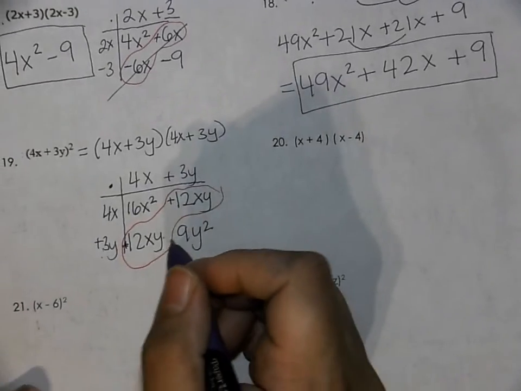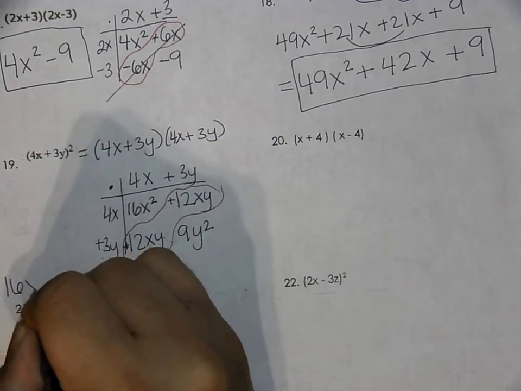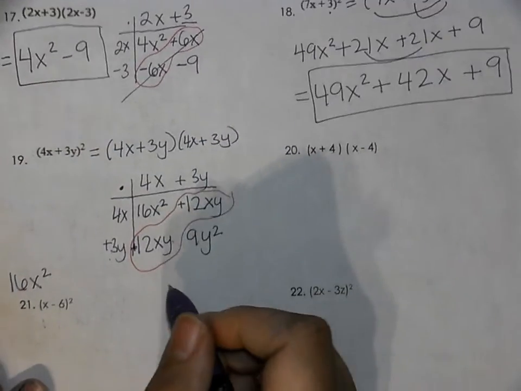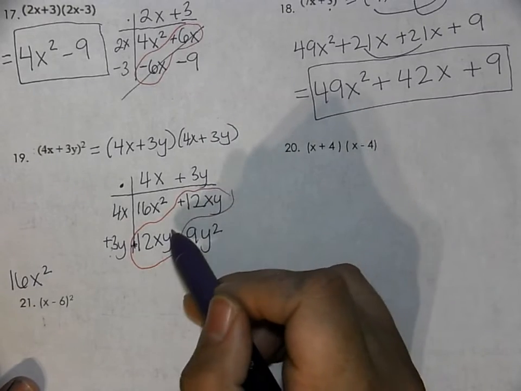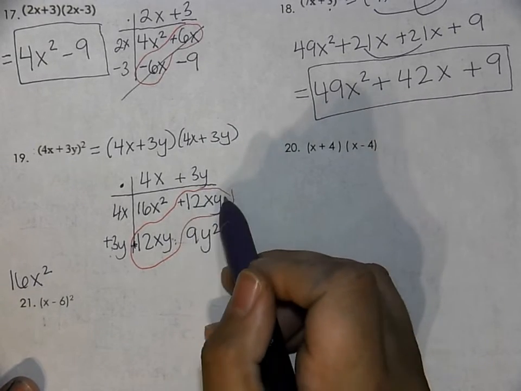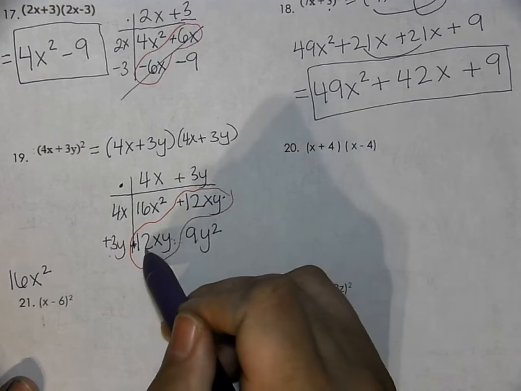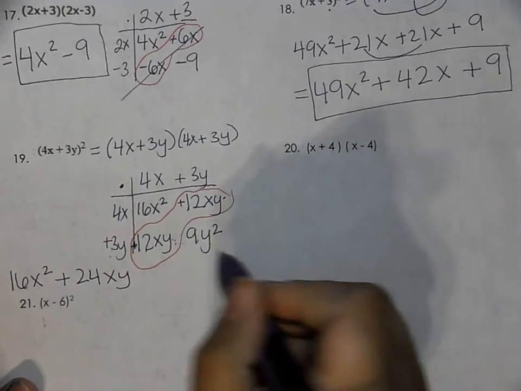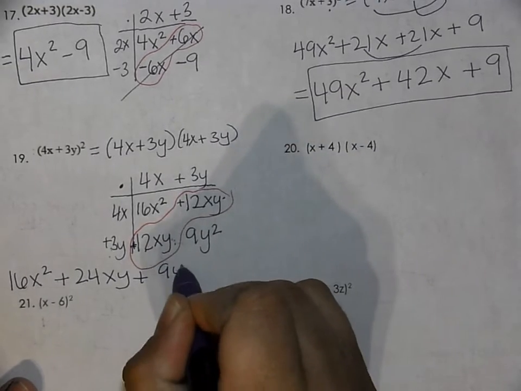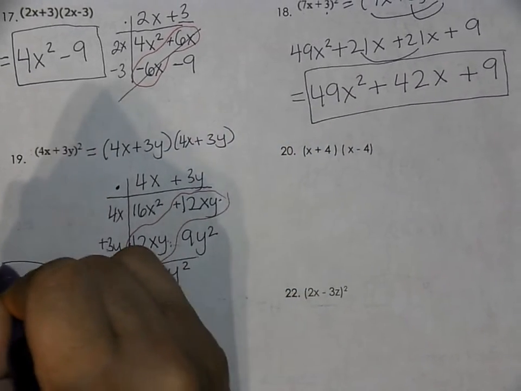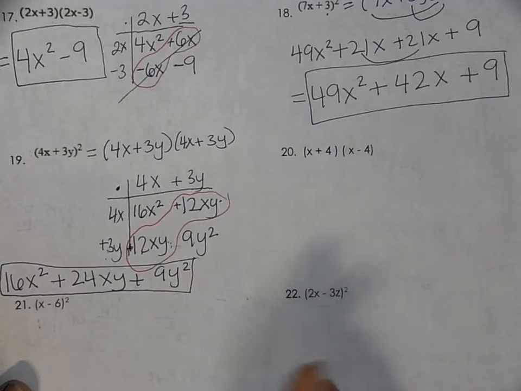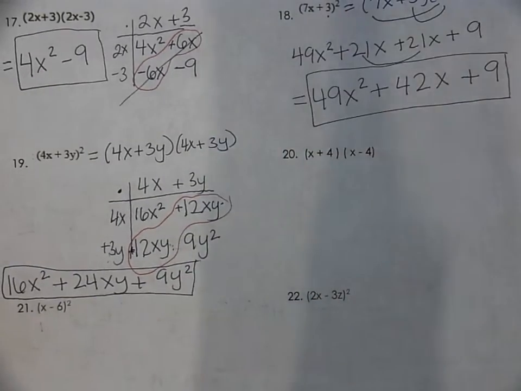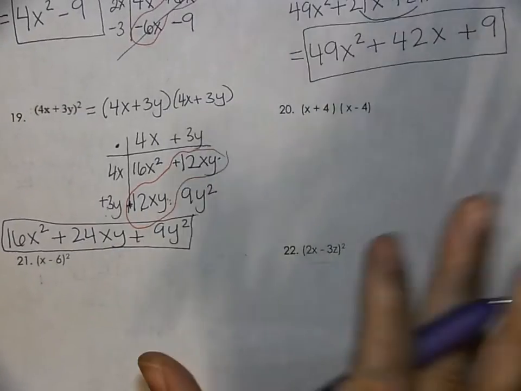So the final answer would be written 16x squared. But then for these middle terms here, they're both xy's. So the xy will stay the same, but the 12 and the 12 get added together to become 24xy. And then finally, 9y squared. That would be your final answer for number 19.